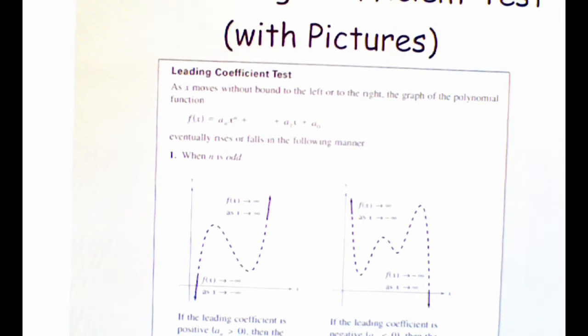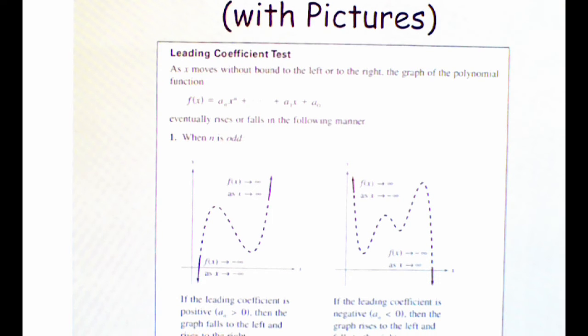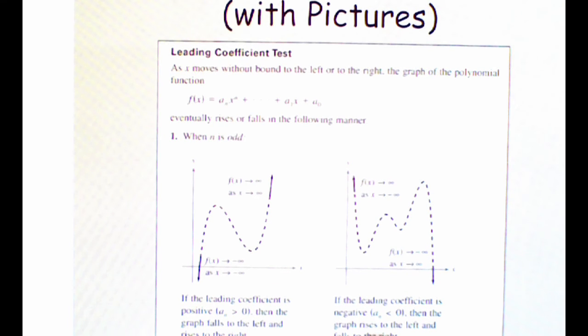So here are some pictures that I didn't draw, so they're probably better. As x moves without bound to the left or to the right, meaning it approaches negative or positive infinity, the graph of the polynomial function eventually rises or falls in the following manner. If our degree is odd and the leading coefficient is positive, the left side goes down, the right side goes up. If the leading coefficient is negative, the left side goes up, the right side goes down.